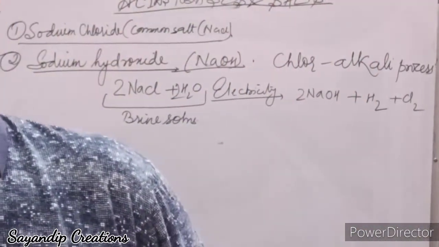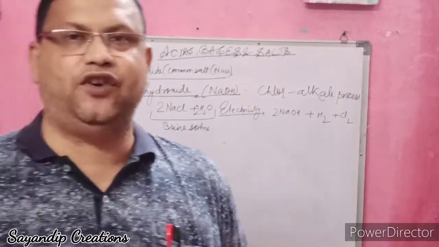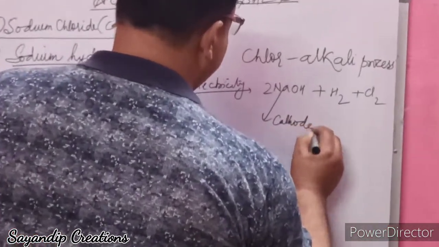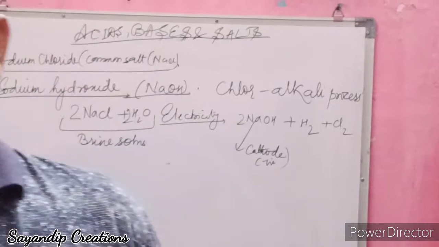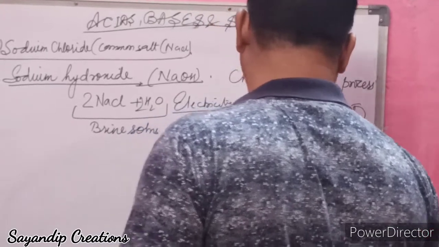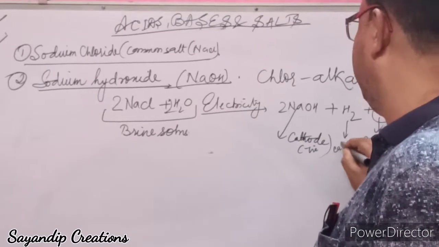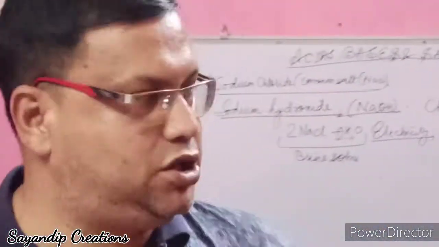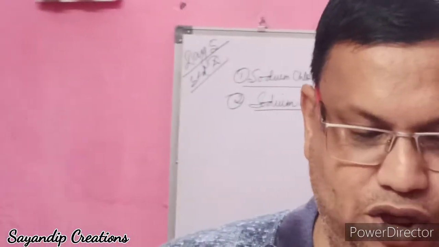Sodium hydroxide is formed near the cathode. Cathode is the negative electrode. Chlorine gas is formed at the anode, that is the positive electrode. And H2 is also formed near the cathode. The name suggests chloralkali: chlor means chlorine and alkali means sodium hydroxide. So in this way it is obtained.